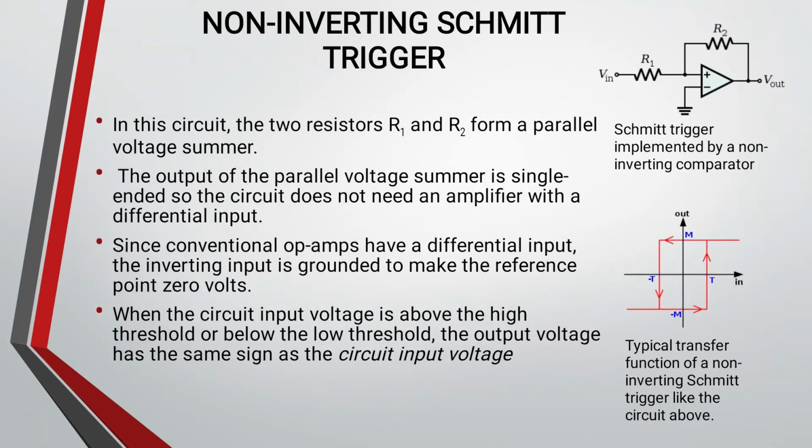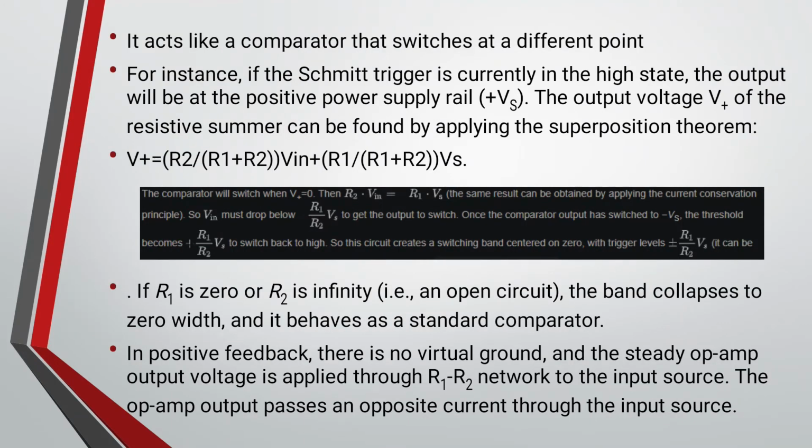Non-inverting Schmitt trigger. In this circuit on the right side, the two resistors R1 and R2 form a parallel voltage summer. The output of the parallel voltage summer is single-ended, so the circuit does not need an amplifier with a differential input. Since conventional op-amps have a differential input, the inverting input is grounded to make the reference point 0 volts. It acts like a comparator that switches at different points.